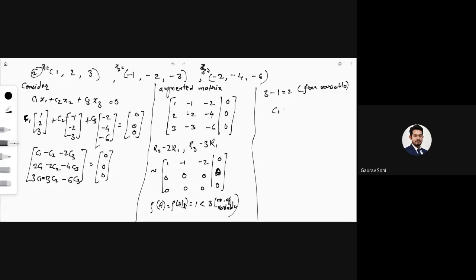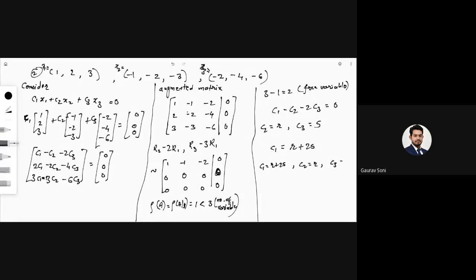C1 minus C2 minus 2C3 is equal to 0. So as I have 2 free variables, I can put C2 is equal to R, C3 is equal to S. So what we have, C1 is equal to R plus 2S. So what is our solution? C1 is equal to R plus 2S. C2 is equal to R. C3 is equal to S.